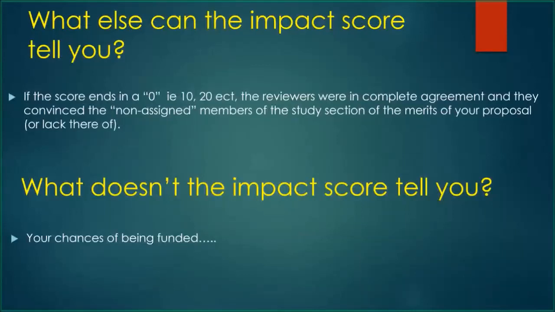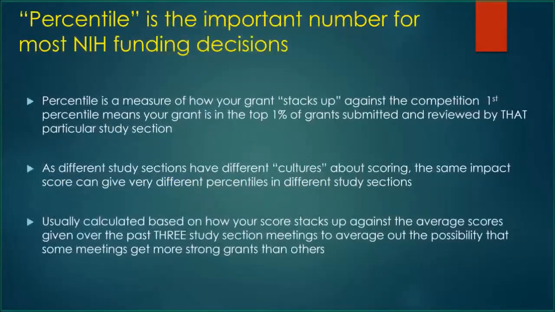Now, the thing that I want to emphasize is that the impact score does not really tell you whether or not your chances of being funded. The reason for this is that most NIH funding decisions are not made on priority score. They're made on a different number called the percentile. And that percentile is essentially how your grant score stacks up against all the competition that has been seen by that study section for the past 3 study section meetings.